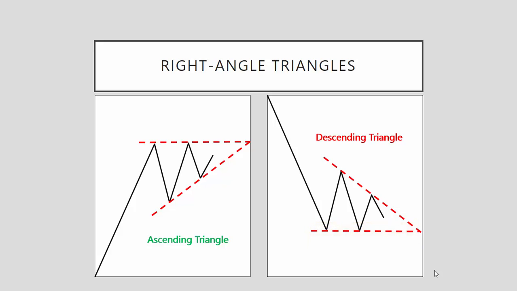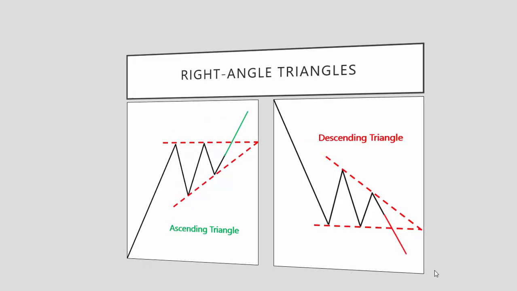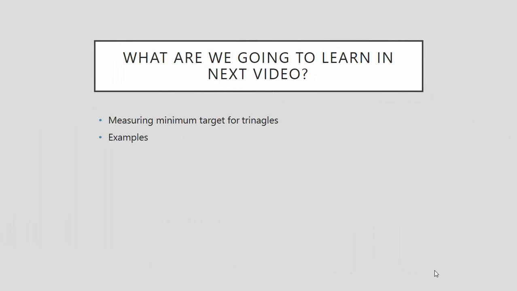These triangles can be reversal and consolidation. The important thing to see the direction is the boundaries, to see which one is horizontal. Volume characteristics in these triangles are the same as for symmetrical. We have learned a lot about triangles in this video. We will see how to measure a minimum target for triangles, and also we will see some examples in real charts in the next video.